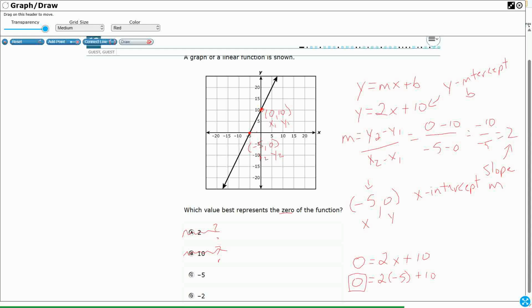A zero is another word for solution if we're dealing with quadratics, or it's just another word for x-intercept. It's what happens when y is 0. So our answer is C.